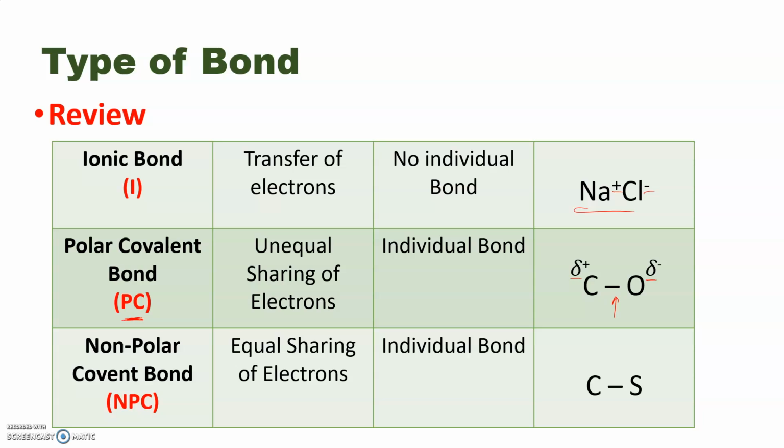And then NPC, non-polar covalent, they share equally. So it's very neutral, no partial charges anywhere. And there still is an individual bond because it is covalent. So you do not draw charges, you just draw a dash and you're done. So I think NPC stands for no partial charges.